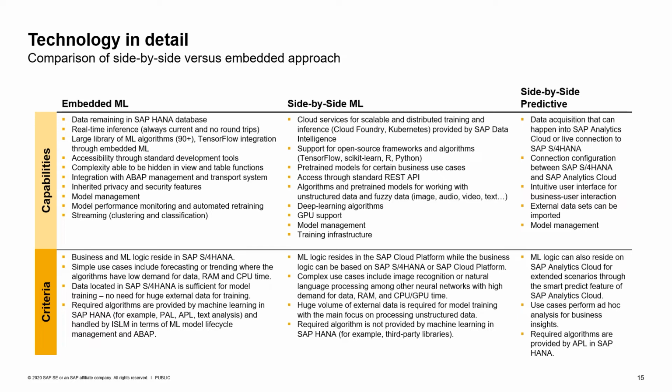Now, the main difference when you go from an embedded mode into the side-by-side, the sidecar approach, is that your application again can sit either in the SAP S/4HANA box, or it can be running somewhere on your SAP Cloud Platform. But the idea is that the business logic and your data and your algorithms are most likely sitting on the SAP Cloud Platform. And in there, it might be sitting in the SAP Data Intelligence layer or in your AI Foundation layer.